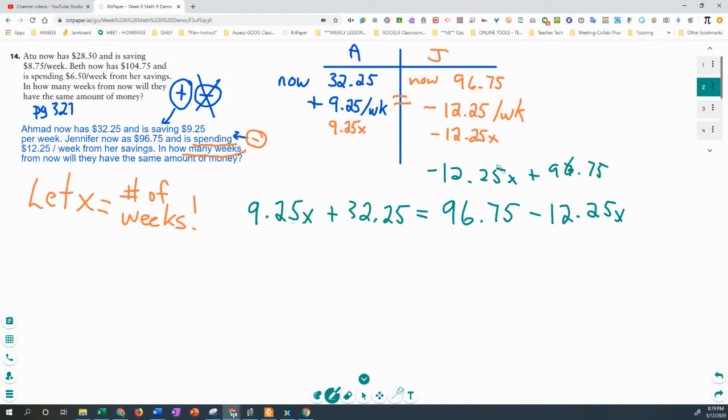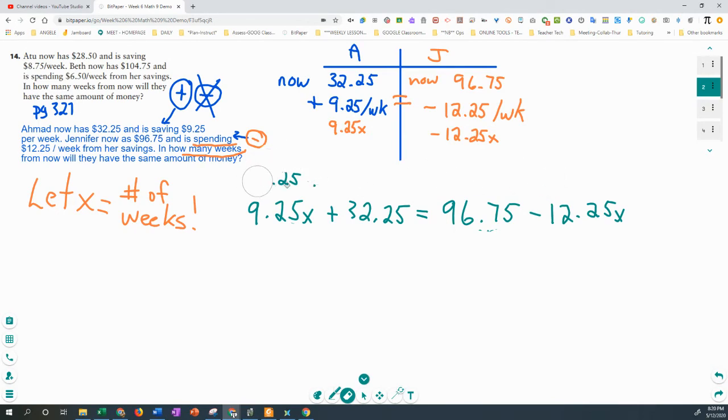So yes, you could have written it this way, negative 12.25x plus 96.75. And the reason I wrote it this way is because it's kind of nice to see Jennifer start, right? And then something is happening to it, okay? And conversely, I could have written Ahmed's like this. Here's a start, and what's Ahmed doing? He's adding 9.25x. Anyways, those are the reasons I wrote it in a specific order, okay?